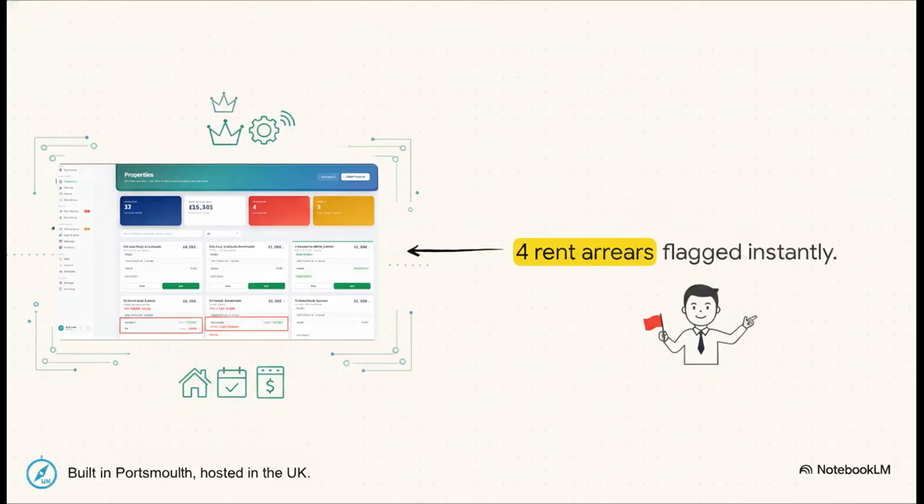It literally takes the emotion and the manual labor entirely out of rent collection. For instance, you'll immediately see a bold red box flagging exactly 4 overdue rents. You simply cannot miss it. And when you look at the specific property cards, like the one for 14 Ocean Road in Fratton, you see exactly what is happening. The card is flagged red with arrears, and it breaks it down tenant by tenant.